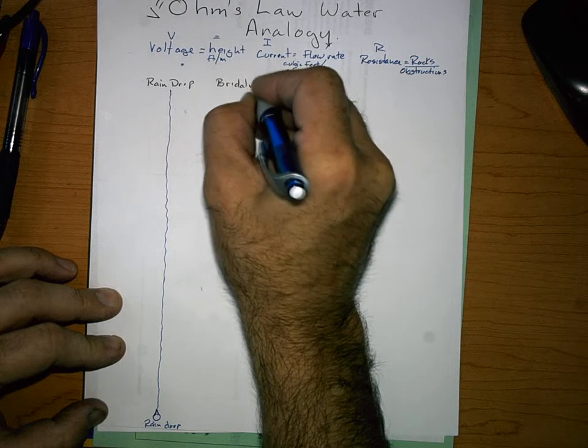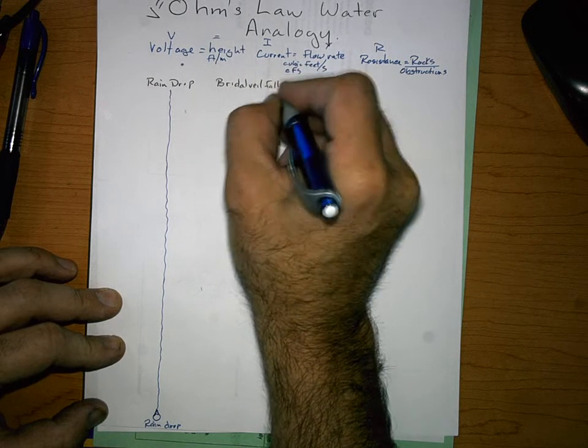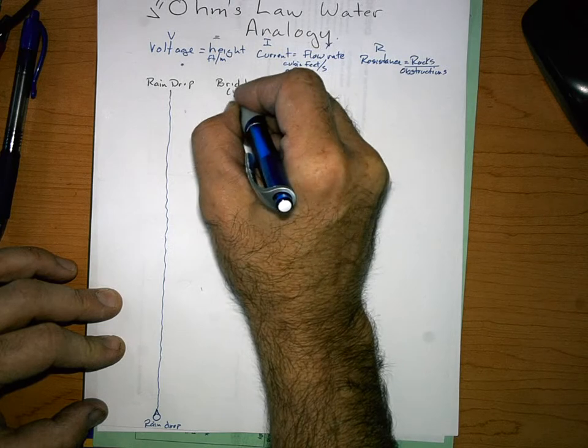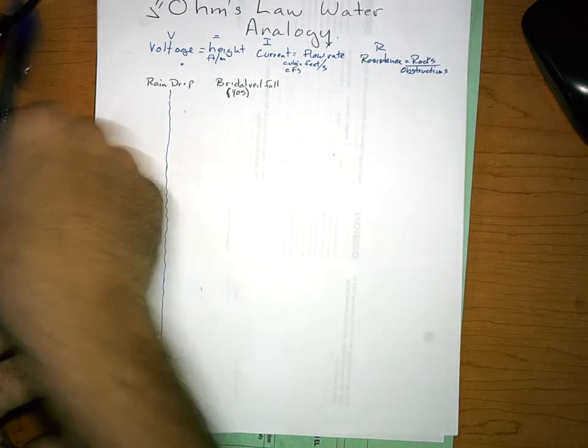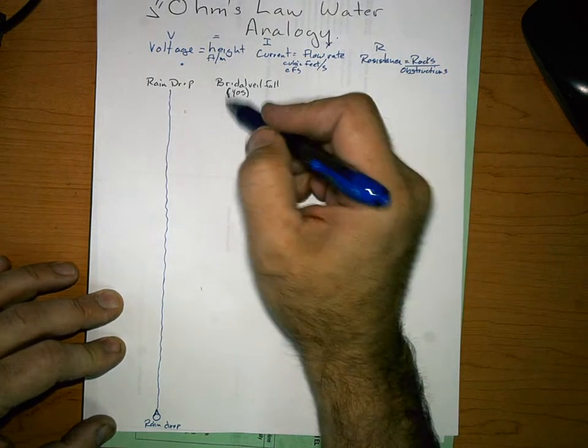B-R-I-D-A-L, V-E-I-L. Bridalveil Fall. And that's in Yosemite. When I was looking up the numbers for this, there's a whole lot of Bridalveil Falls in the world. Anyway, you don't care about that. Bridalveil Fall looks something like this, okay?